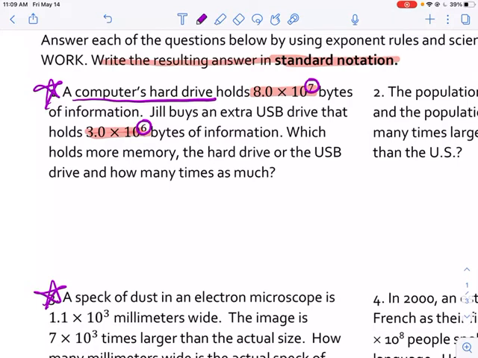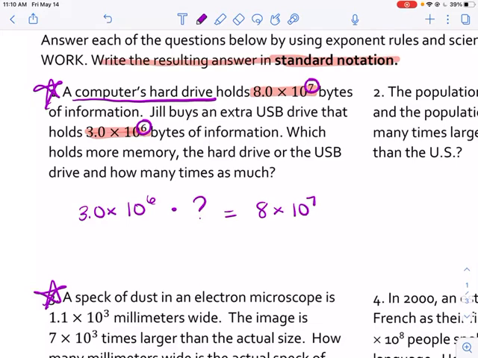Now we're going to figure out how many times as much information the computer's hard drive holds. Just like we learned before, to find out how many times as big the computer's hard drive is, we're going to have to divide. But which number should I divide by which? I want to find out how many times as big the computer hard drive is. So essentially, I'm trying to find what number times 3 times 10 to the 6th equals 8 times 10 to the 7th.